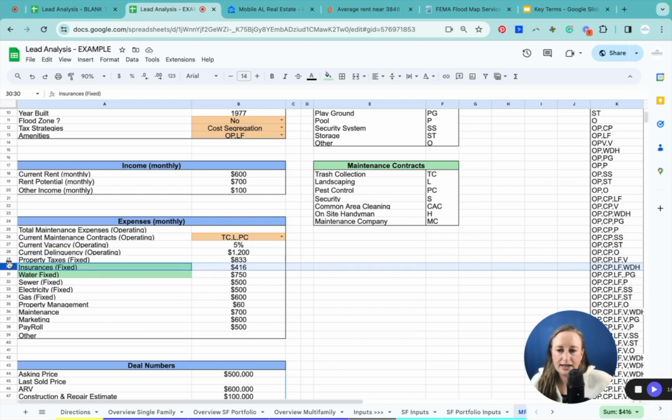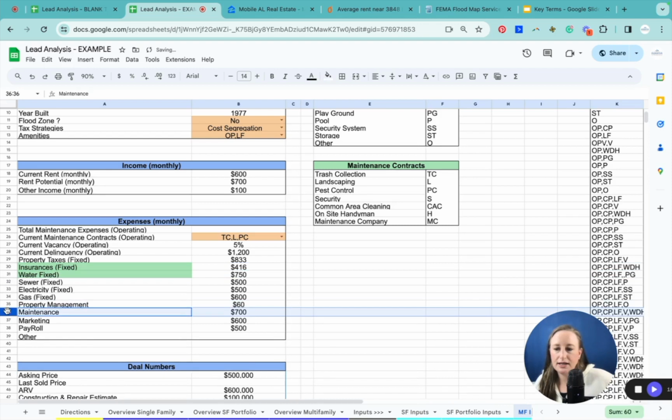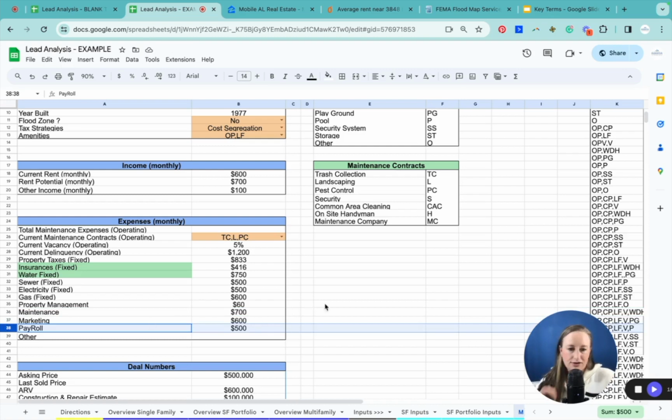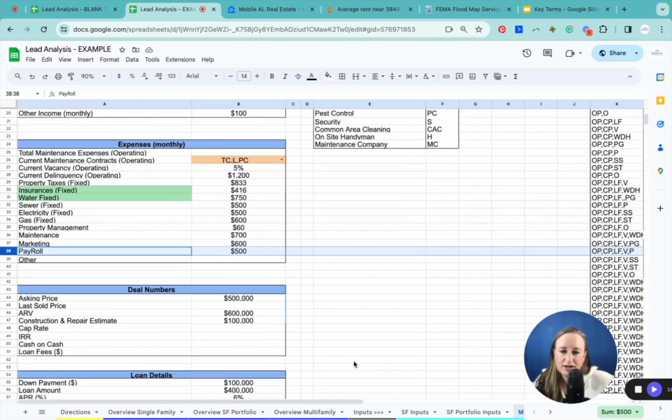multiply and annualize it for you. Okay, then we have our insurance per unit, water, sewer, gas, electric, property management, maintenance, marketing, payroll, all these normal expenses that you need to account for with a multifamily property.